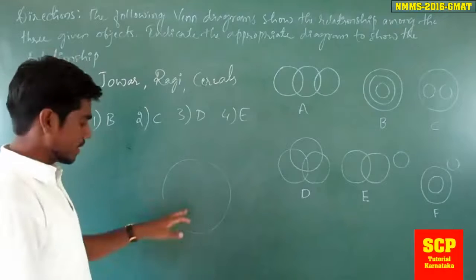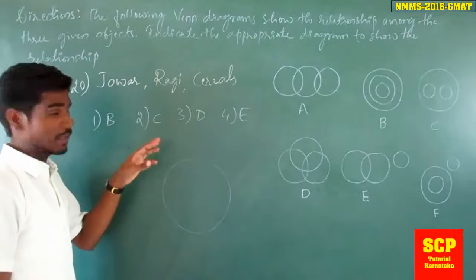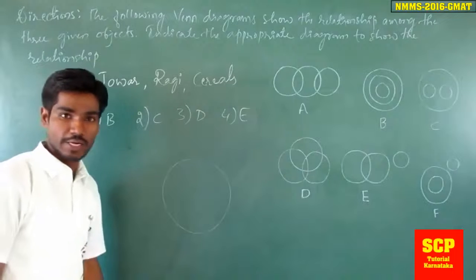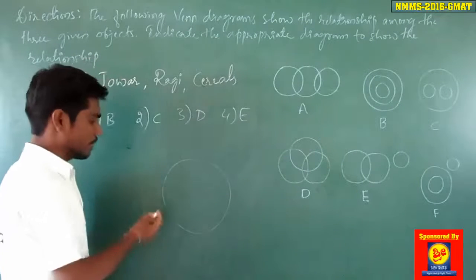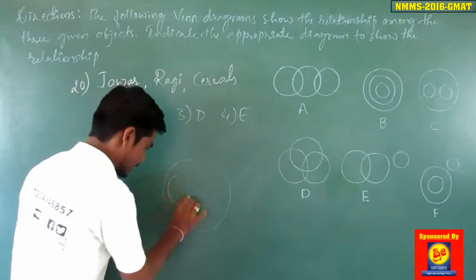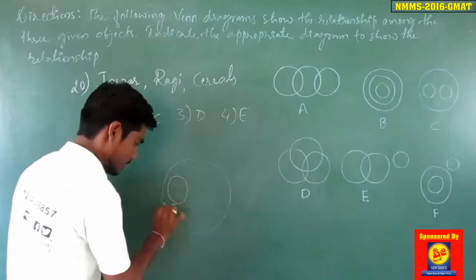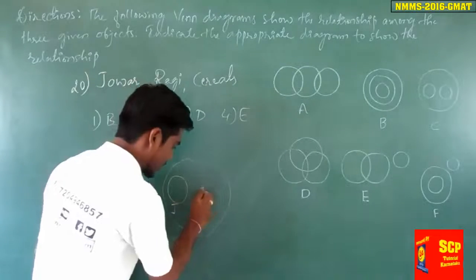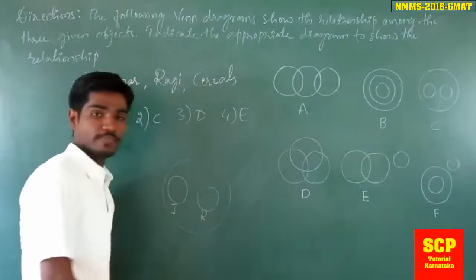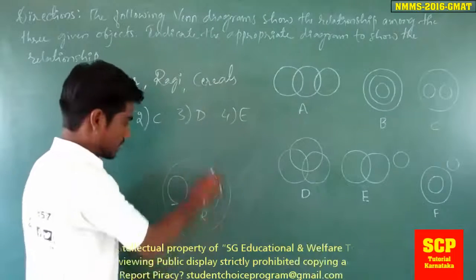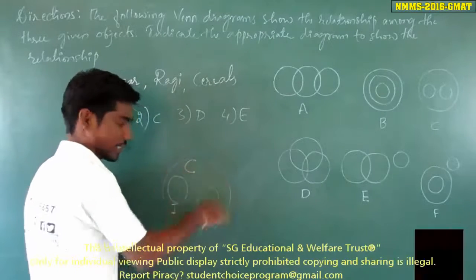That means they come under cereals, but individually, jowar and ragi are different. I will represent them with two different circles like this. This is represented by jowar and ragi is represented by one more circle like this. Okay. Now, this is the cereal circle. The bigger circle is cereals.